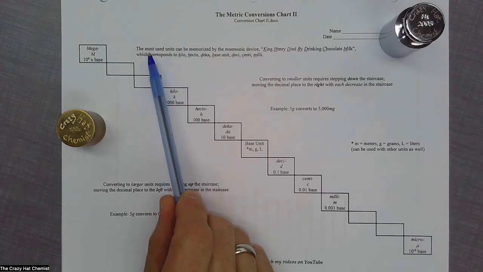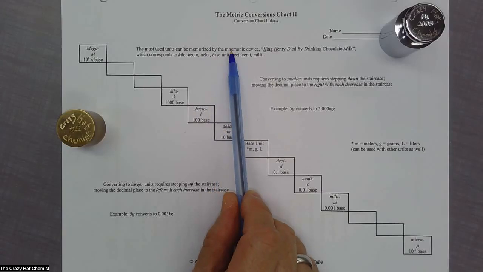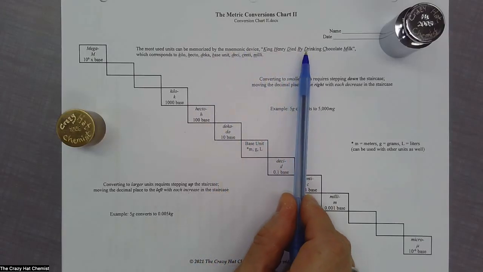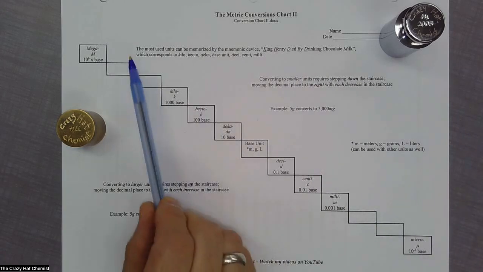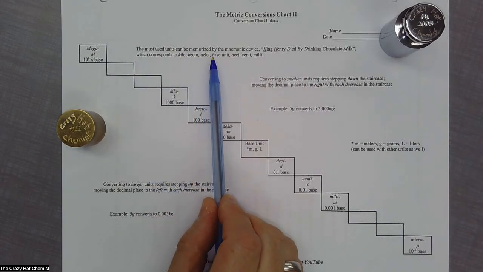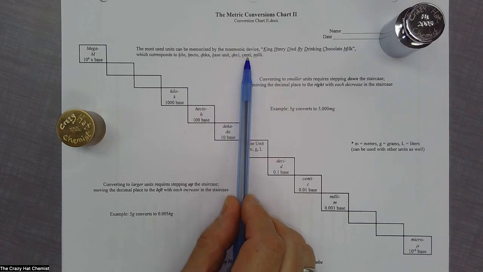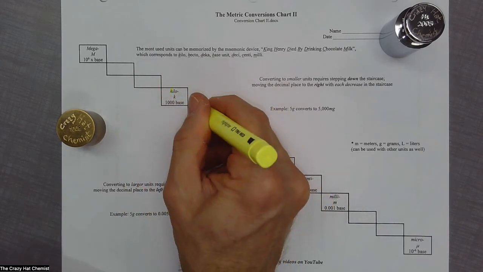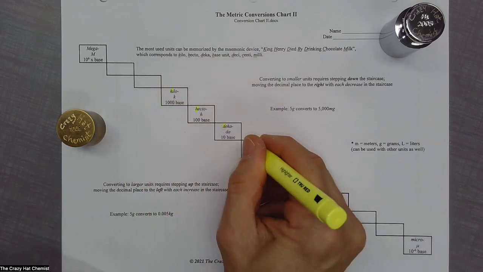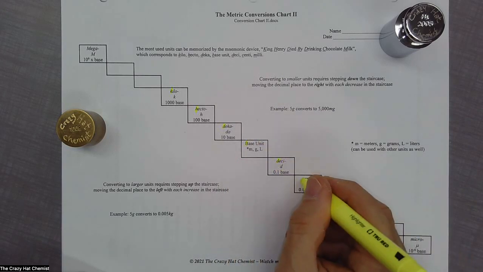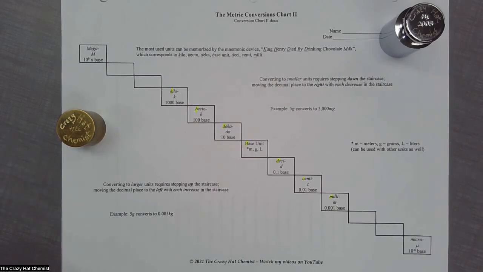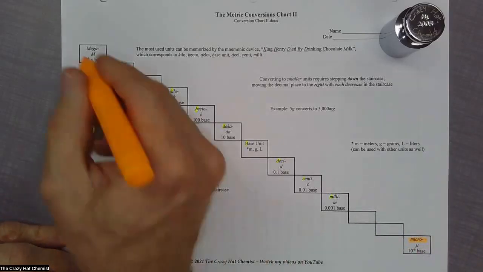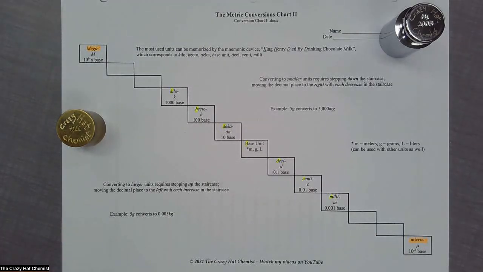It says the most used units can be memorized by the mnemonic device: King Henry died by drinking chocolate milk, which corresponds to kilo, hecto, deca, base unit, deci, centi, and milli. And that is right here. That is King Henry died by drinking chocolate milk. All right, so I've added some other ones on here just for your pleasure. And that is micro as well, and also mega on the top end.